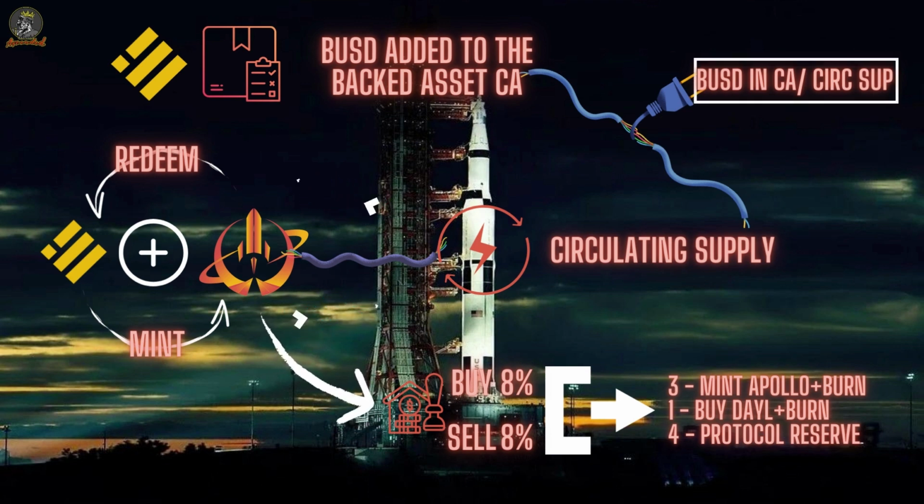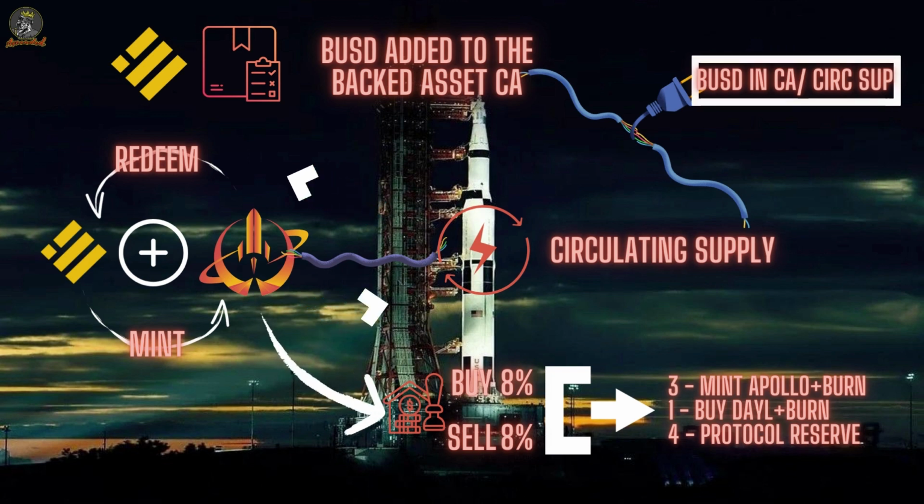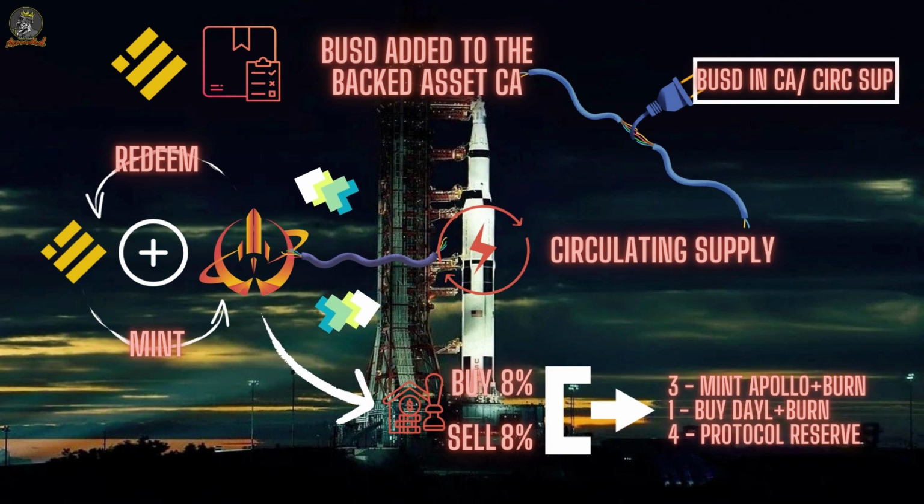So again, you see the ratio between adding BUSD, removing tokens, vice versa between minting and redeeming is always in the favor of the BUSD and the contract address, which means with a higher numerator here in the ratio of BUSD versus circulating supply, the price will constantly increase.